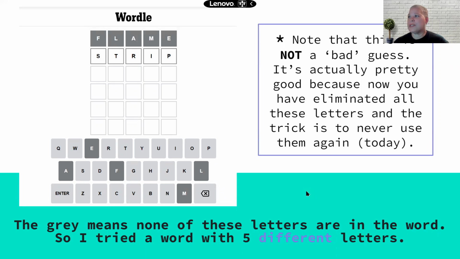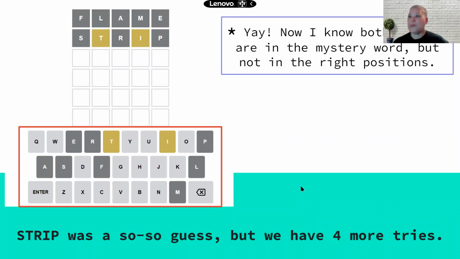And the word FLAME was not a bad guess. It's not that it's a bad guess when you get only gray. It's actually pretty good because now you have eliminated all of these 5 letters, and the trick is just to never use them again for today. All right, so with my STRIP, I have found that the T and the I are both in the mystery word, but they're not in the right position. When you see a yellow on the letter, it means that it is there in the word, but you've got it in the wrong position.